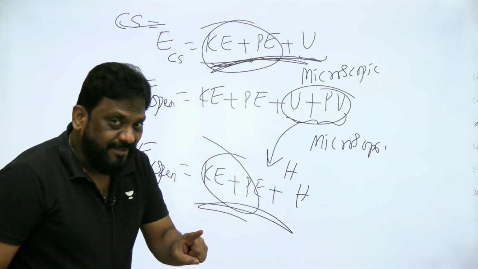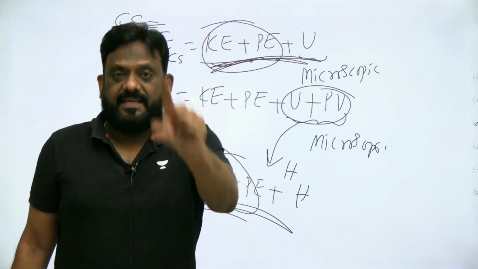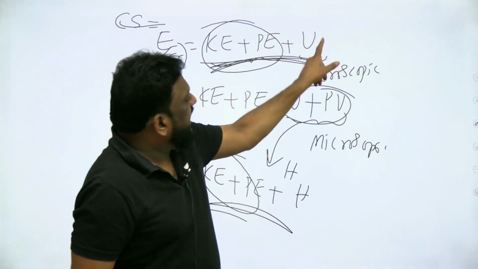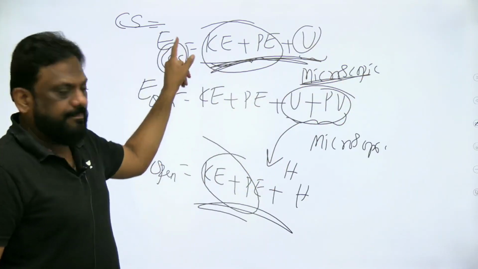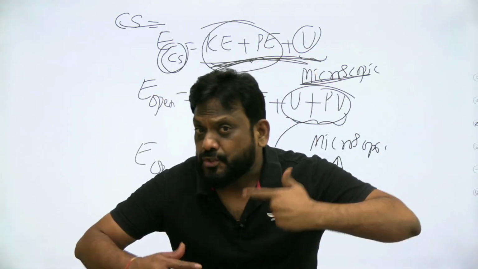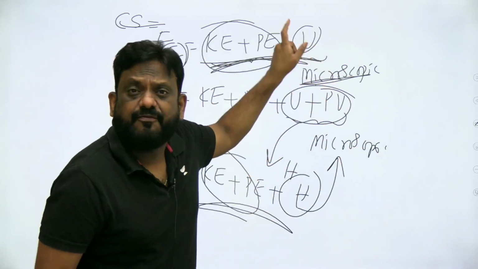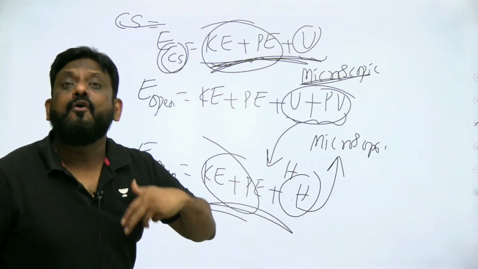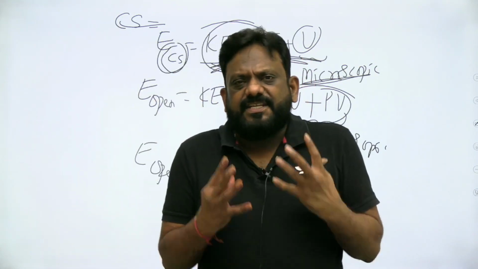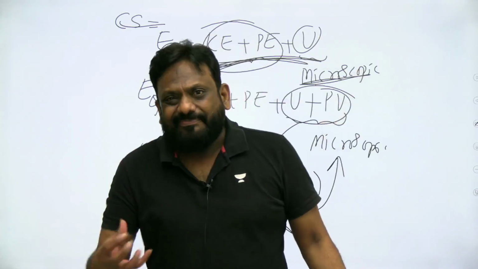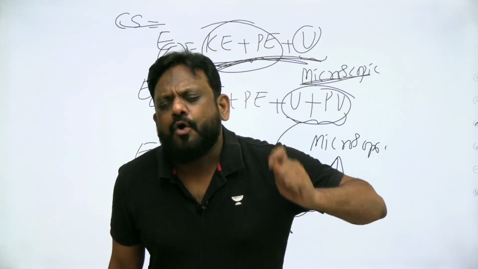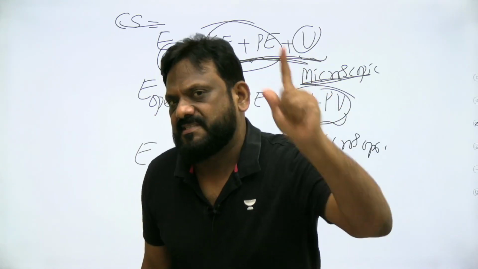Now I will define what enthalpy exactly and physically is. Internal energy is the microscopic form of energy of a closed system, and enthalpy is the microscopic form of energy of a flowing system or open system. In interviews, if they ask you what enthalpy is, your answer should be that enthalpy is the microscopic form of energy of an open system or flowing system.